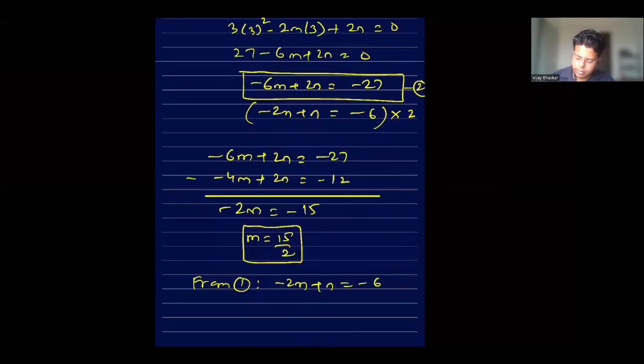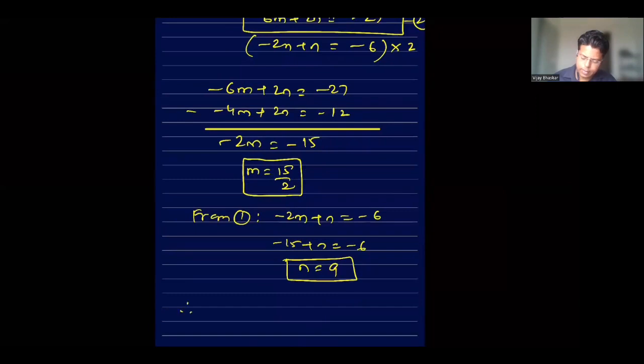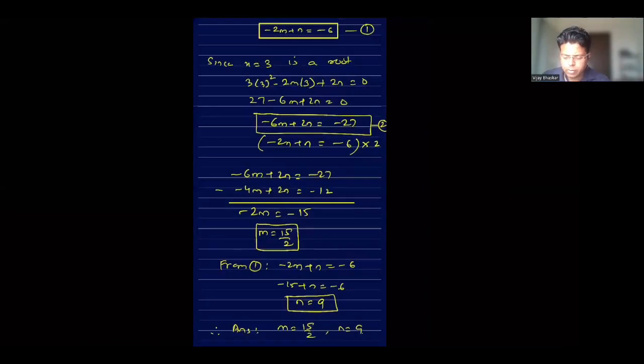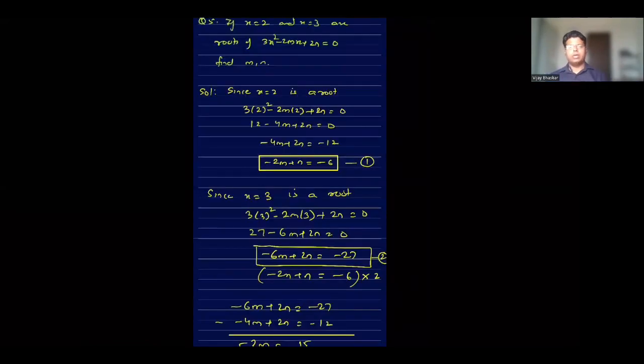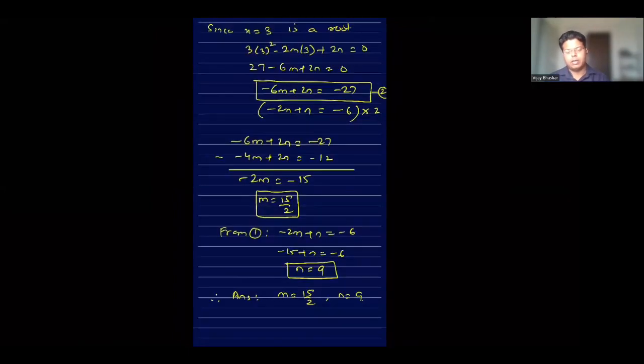Substitute it here, so we'll get minus 15 plus n equal to minus 6. So n is equal to 15 minus 6, which is 9. Therefore, the answer is m is equal to 15 by 2, n is equal to 9. Okay. So what we did, we made two equations from the two conditions and solved both of them together. When we solve both of them together, we got the answer of m and n. Correct. Hope this is clear.